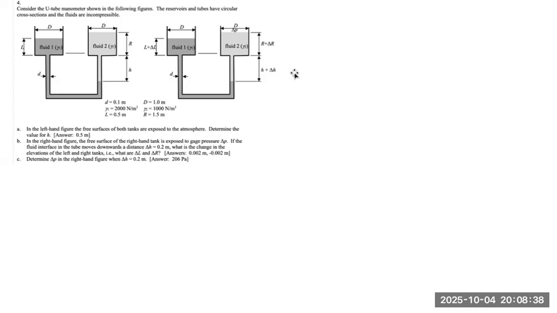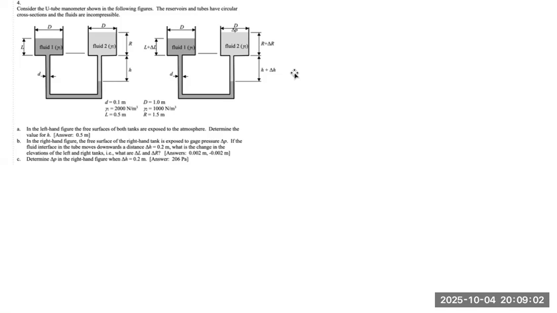B, in the right-hand figure, the free surface of the right-hand tank is exposed to gauge pressure delta P. If the fluid interface in the tube moves downwards a distance delta H equals 0.2 meters, what is the change in the elevations of the left and right-hand tanks? That is, what are delta L and delta R?